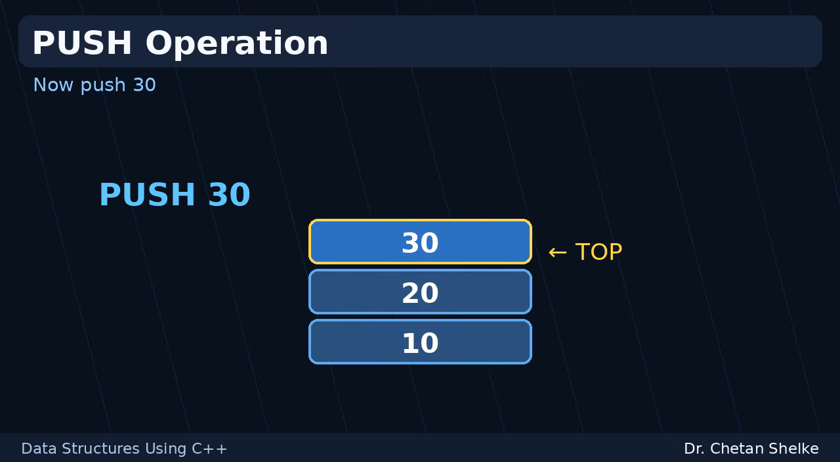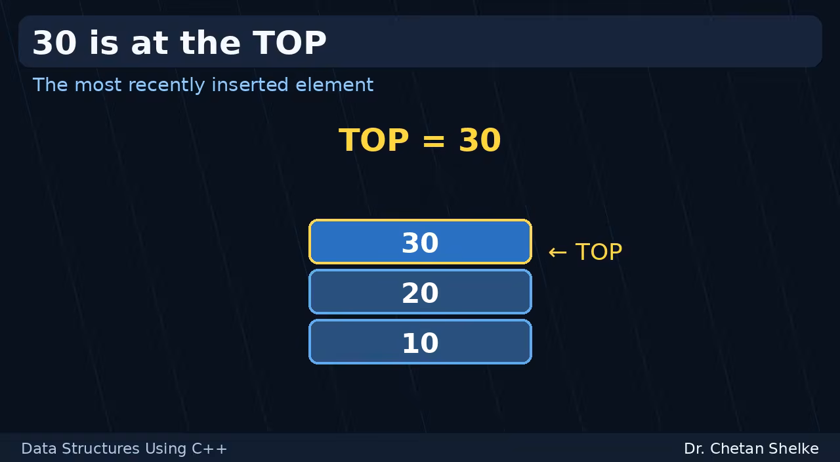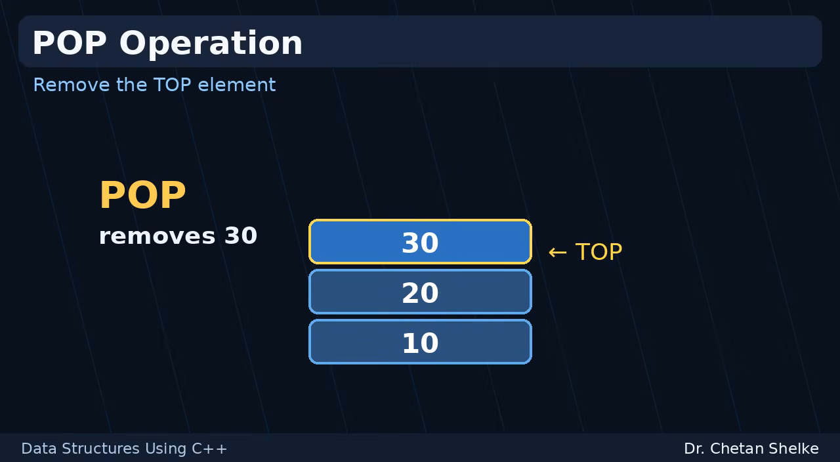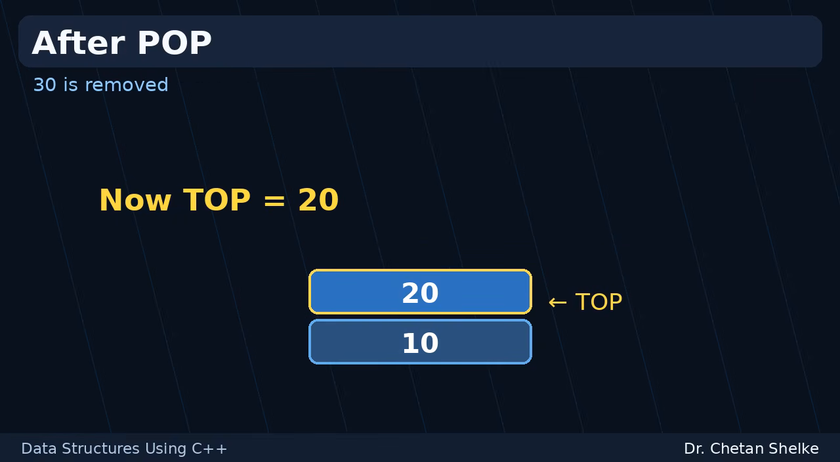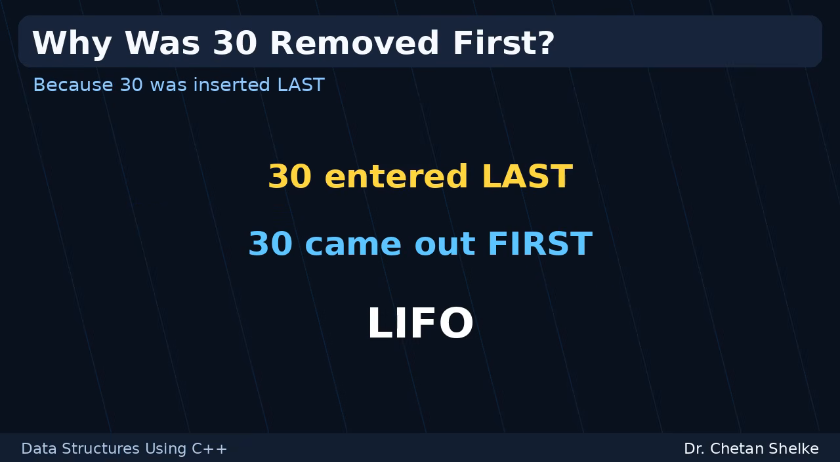The second operation is pop. Pop means removing the top element. So if I perform pop, which element will be removed? 30. Why? Because 30 was the last element inserted. That's why stack follows last in, first out.